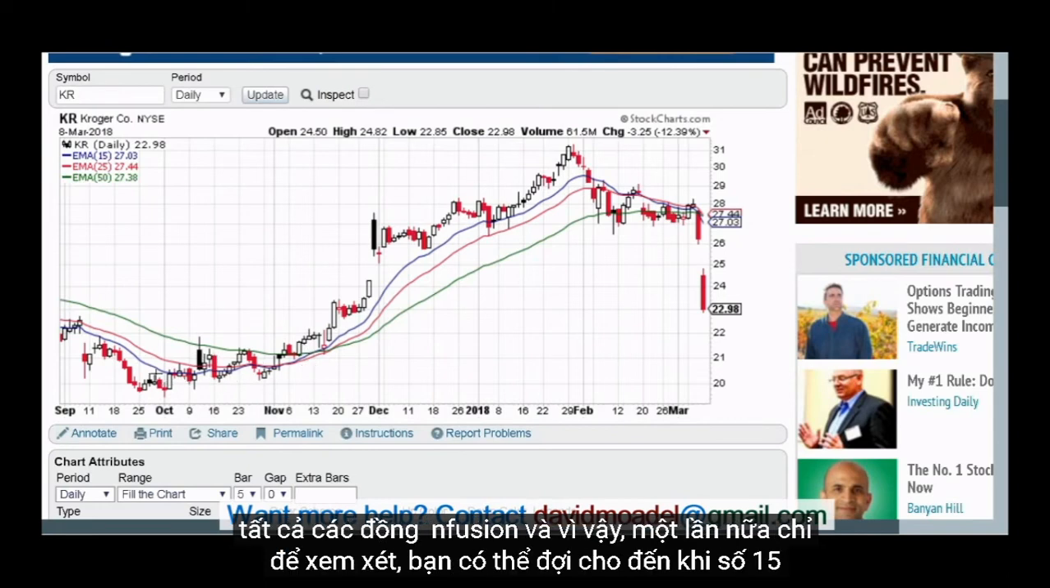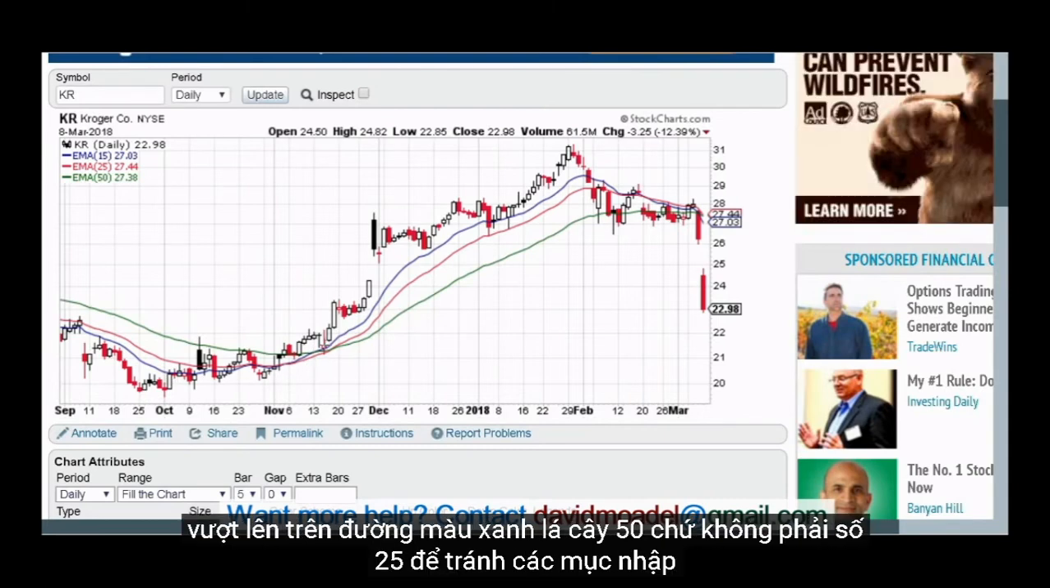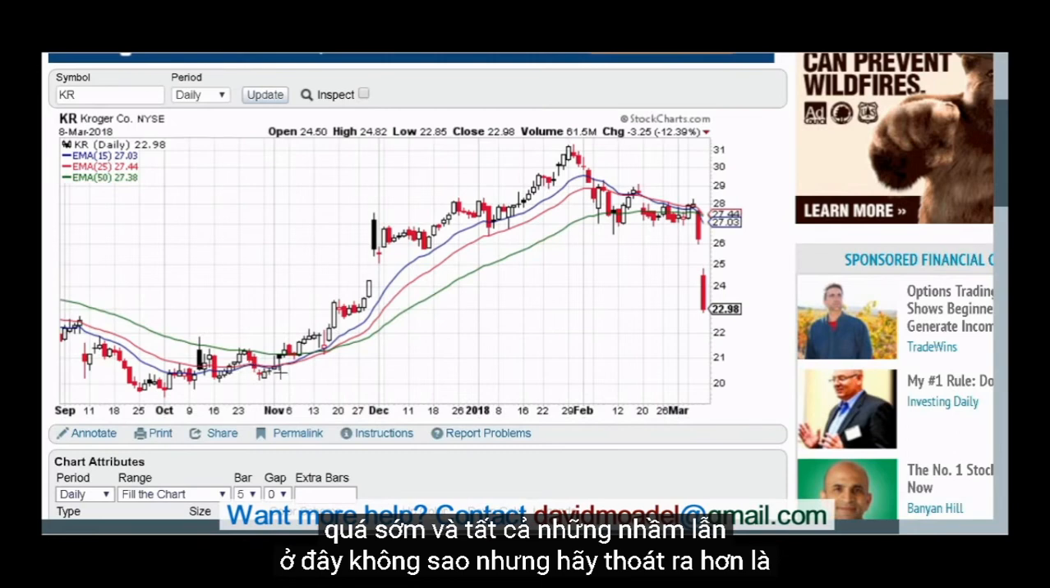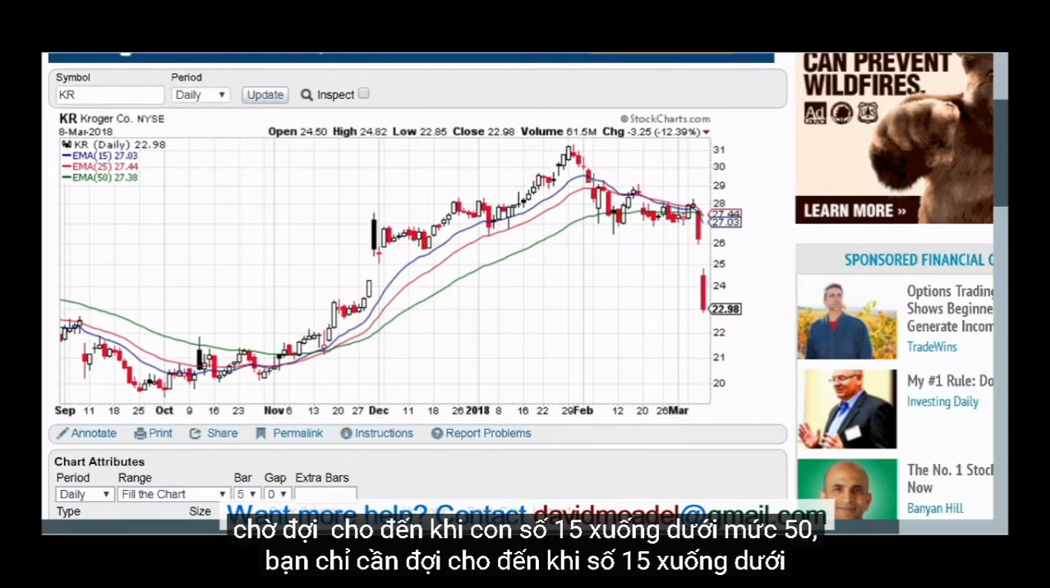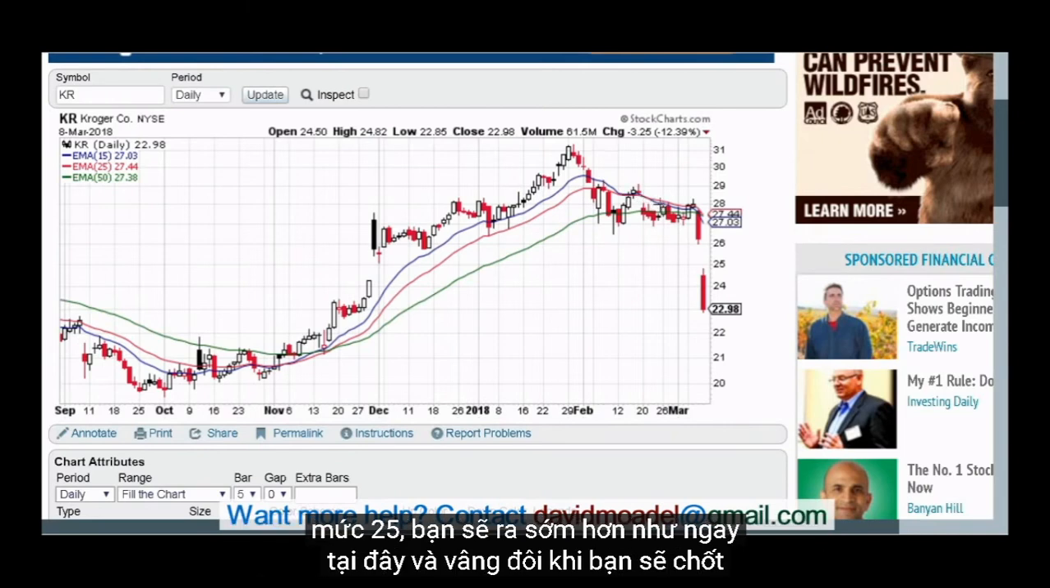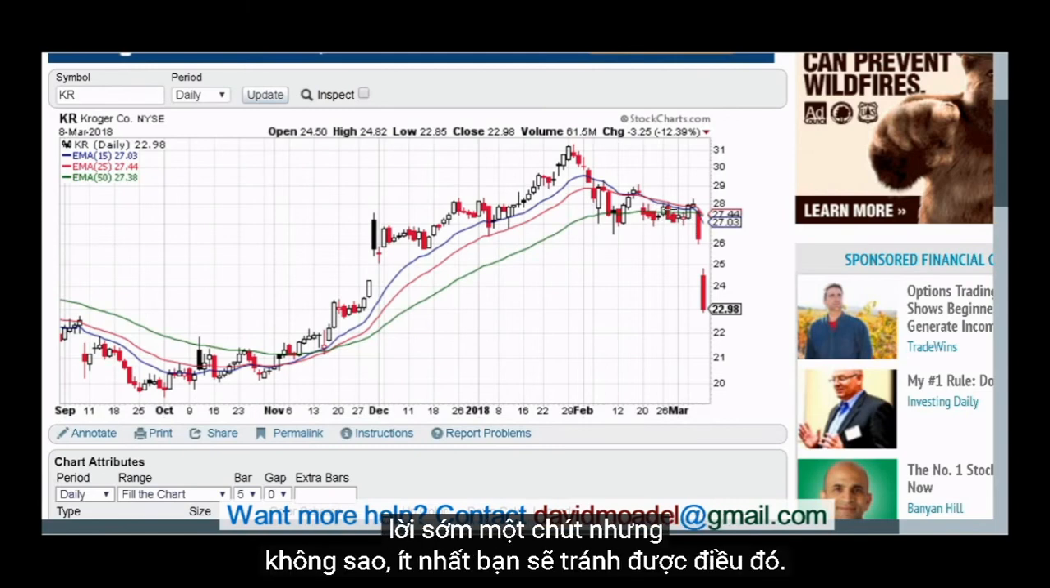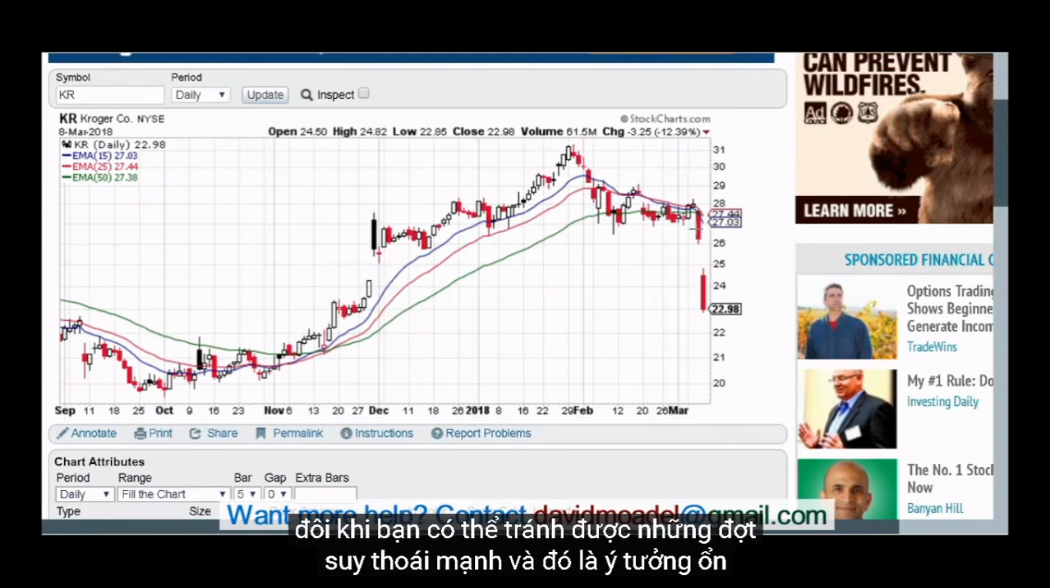And so once again, just to review, you can wait until the 15 goes above the 50, the green line, and not the 25, so as to avoid the entries that are too early and all the confusion here, okay? But to get out, rather than wait until the 15 goes below the 50, you can just wait until the 15 goes below the 25. You'll get out earlier, like right here. And yeah, sometimes you'll take profits a little bit early, but that's okay. At least you could possibly sometimes avoid big, sharp downturns. And that's the idea, all right?